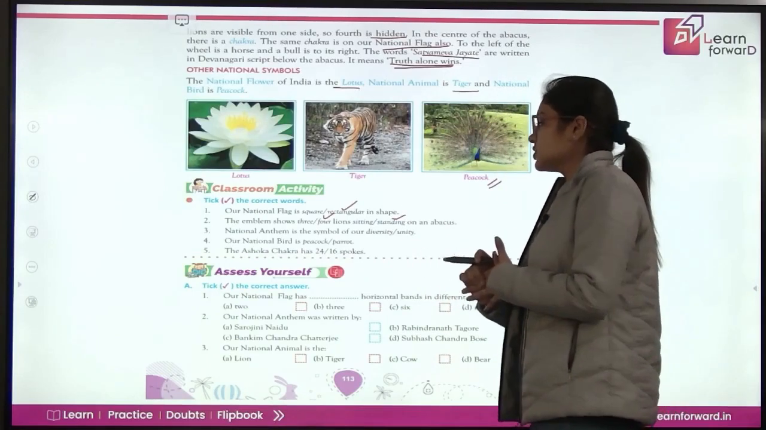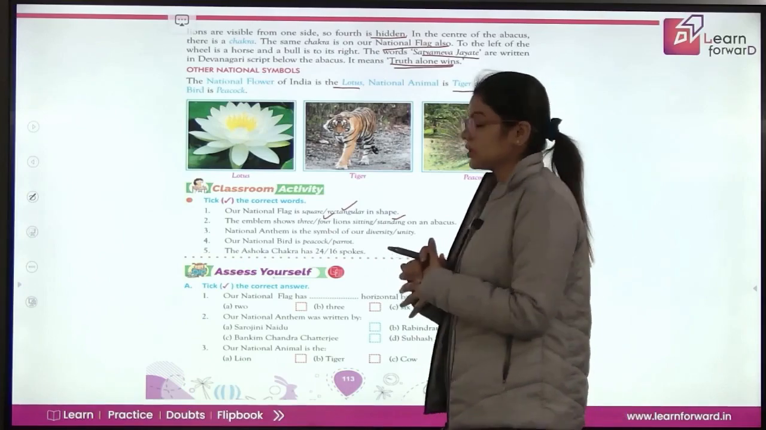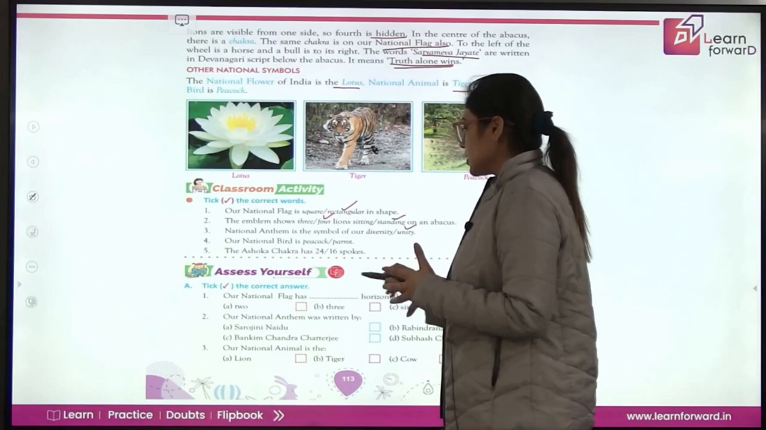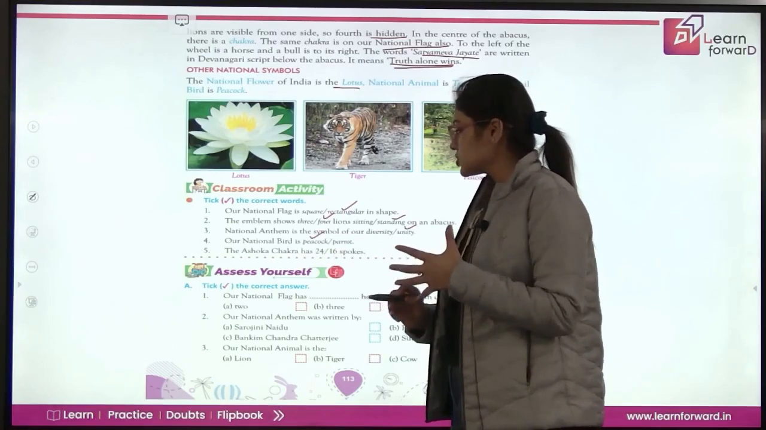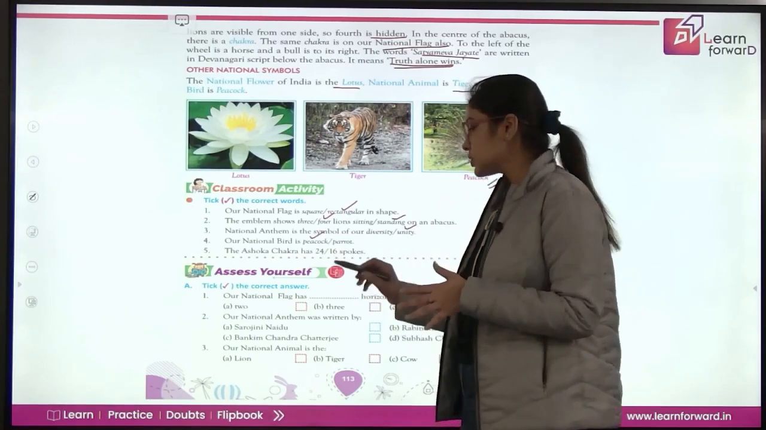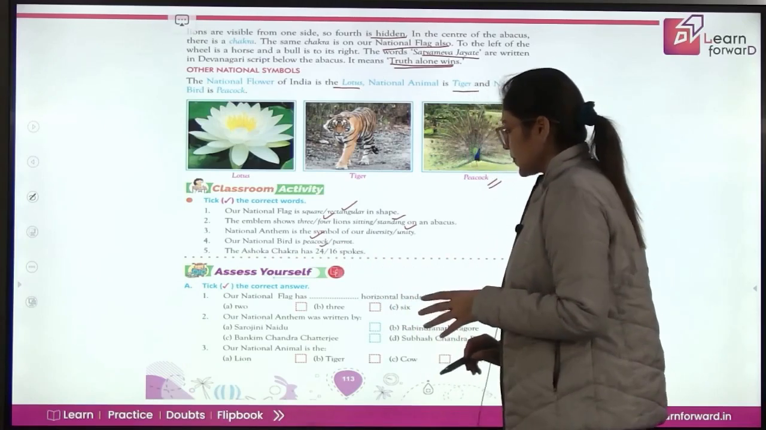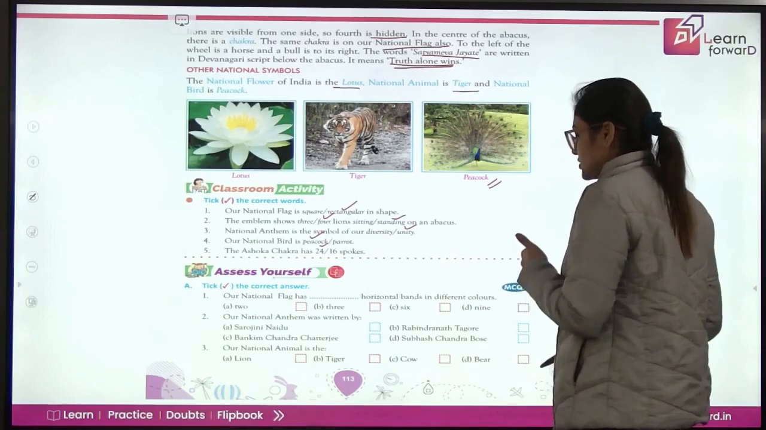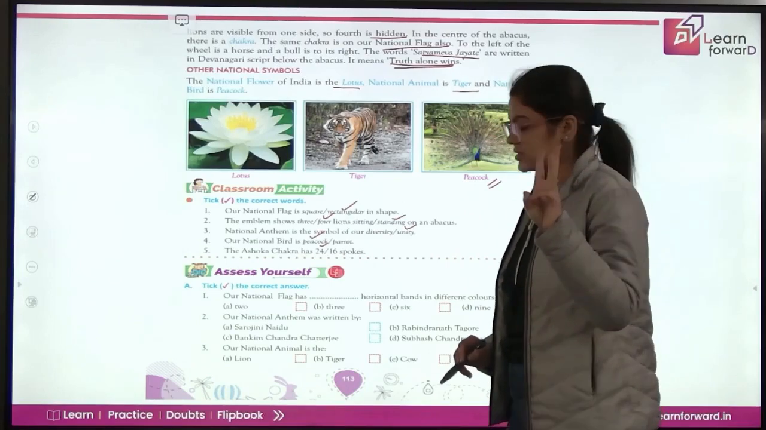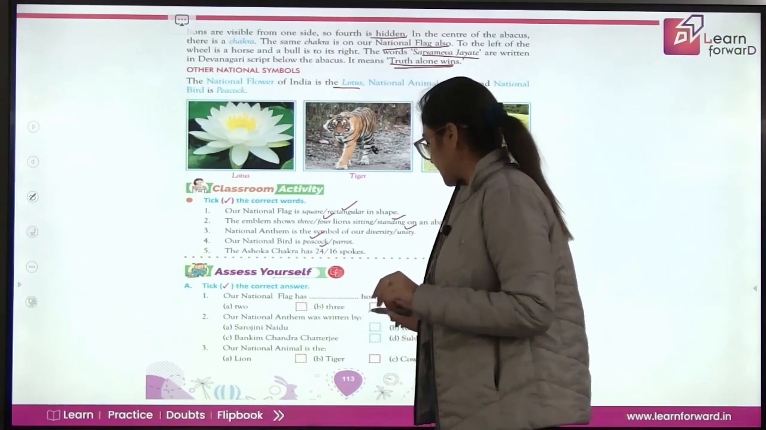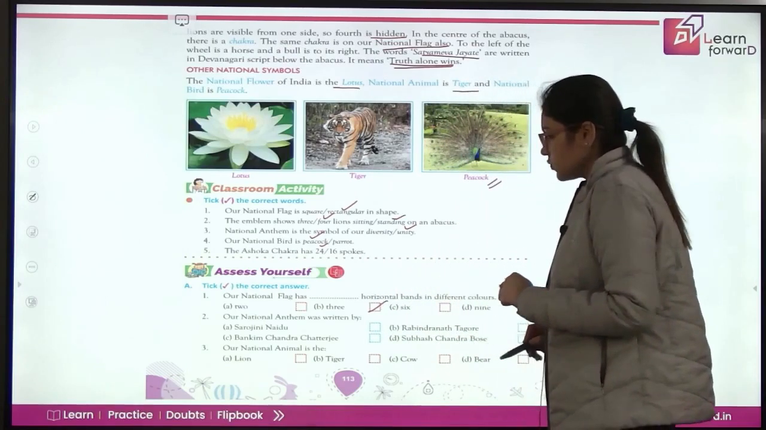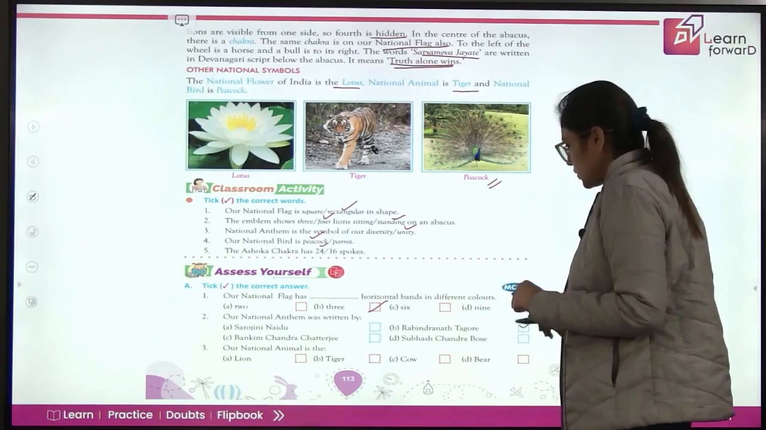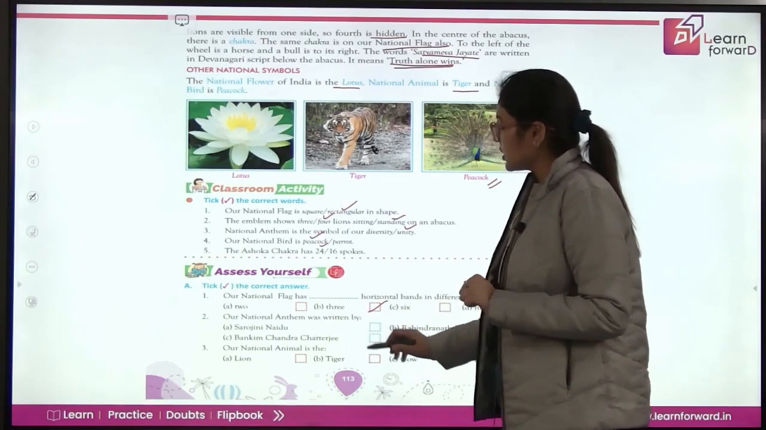Now, third, national anthem is a symbol of our diversity or unity. So, the national anthem is a symbol of unity. Our national bird is peacock. Now, the Ashoka chakra has 24 or 16 spokes. So, it has 24 spokes. Take the correct answer first. Our national flag has dash horizontal bands in different colors. It has 3 bands, saffron, white and green. Now, our national anthem was written by, so who wrote our national anthem? It was Rabindranath Tagore. Our national animal is, so it is tiger.